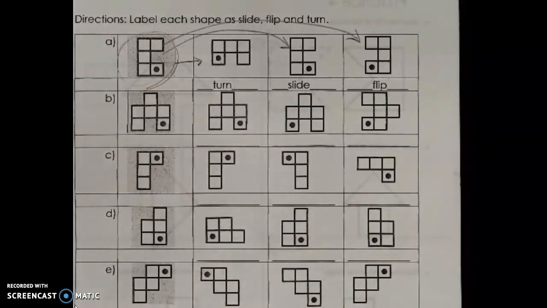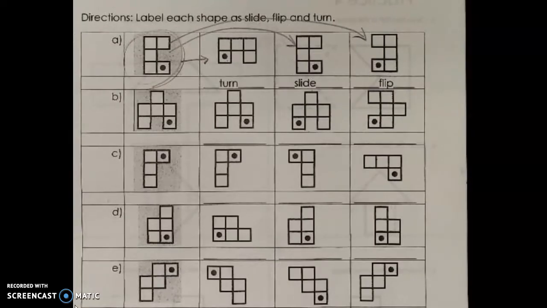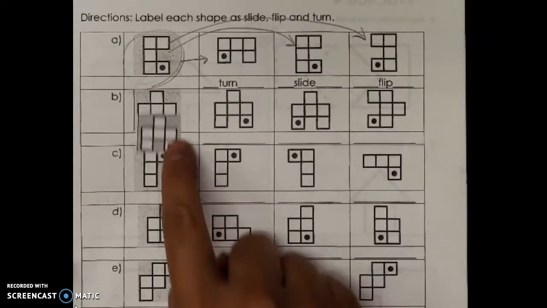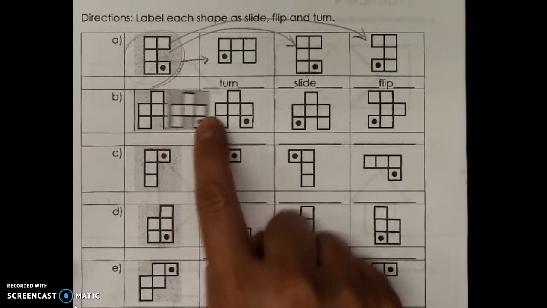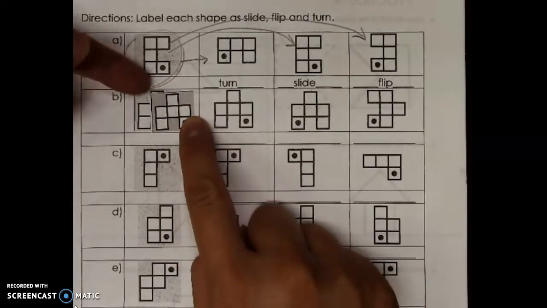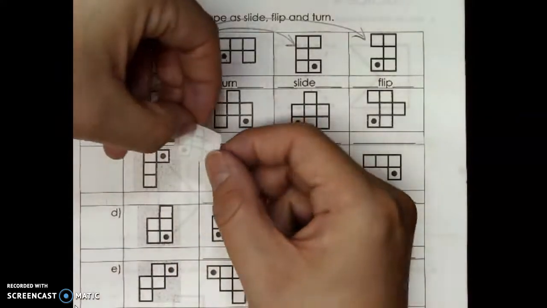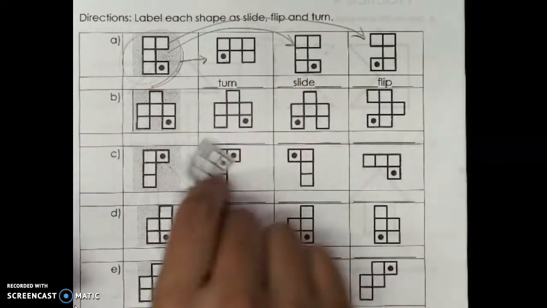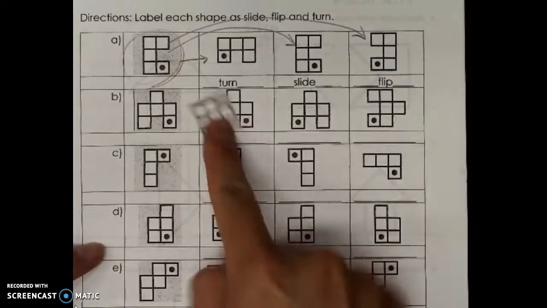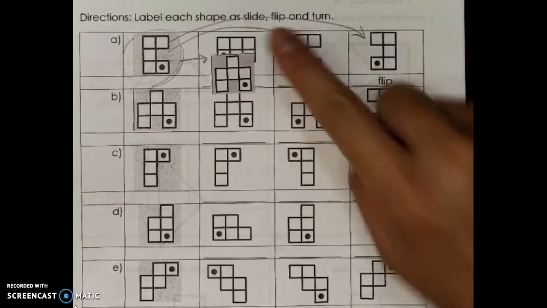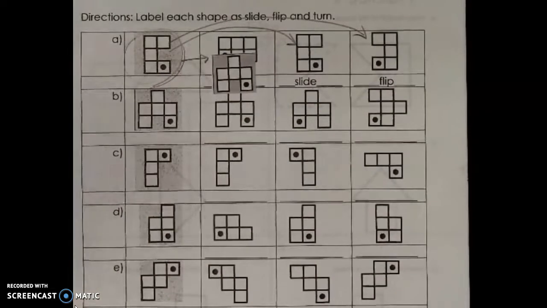Let's try one together. We'll try B together. First one, is it a slide, flip, or a turn? There you go. Is it a slide, flip, or is it a turn? We know this is a slide, so you will write slide.